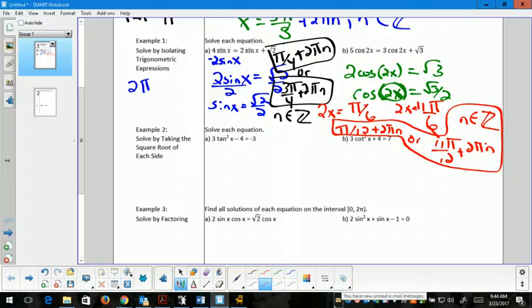Questions on how we got that? So you didn't divide by 2, or you counted by 2? No, I did divide by, well, dividing by 2 is the same as multiplying by 1/2. Yep.